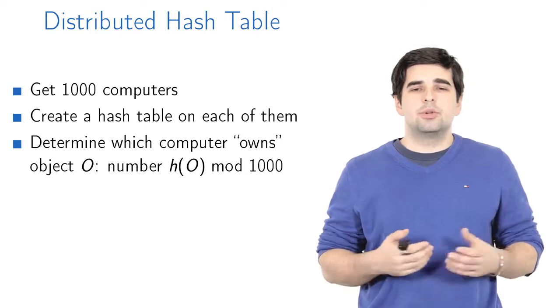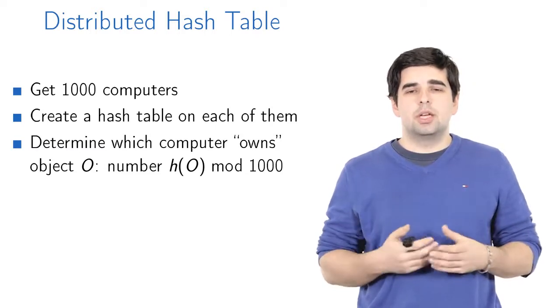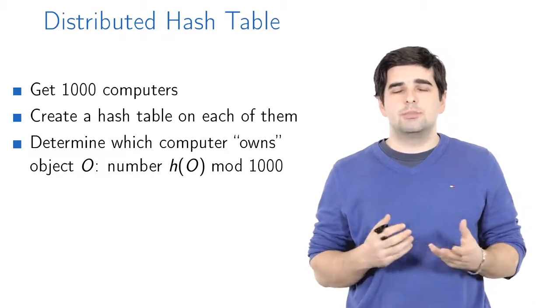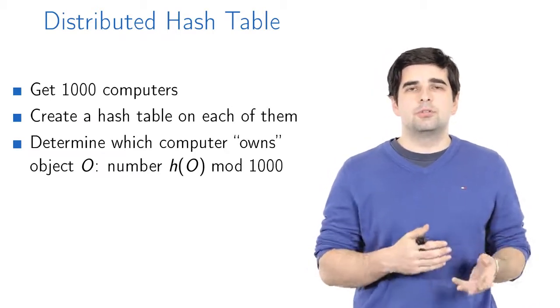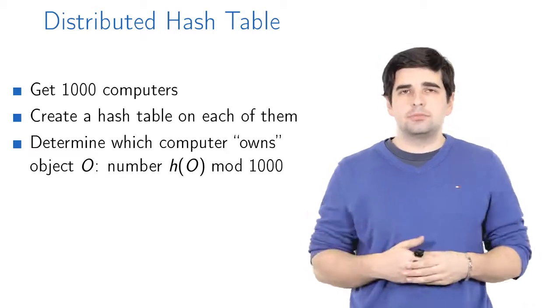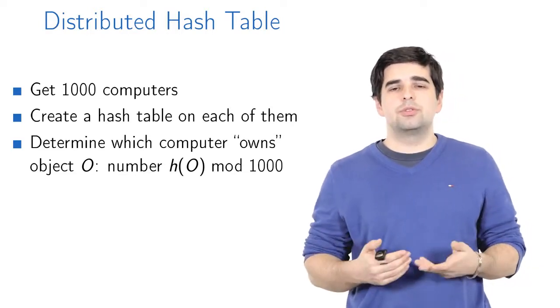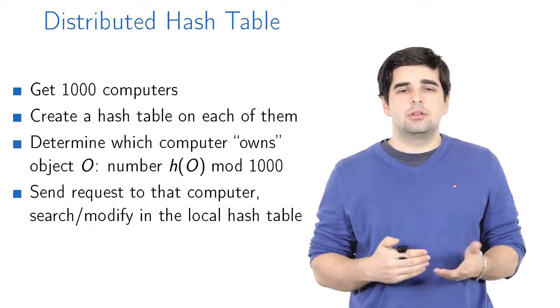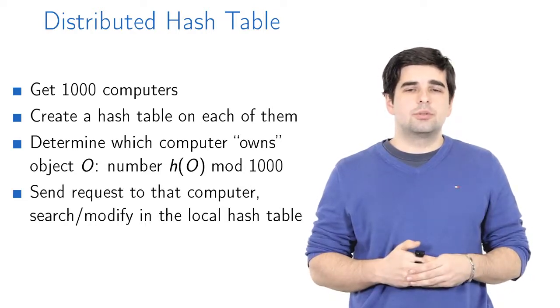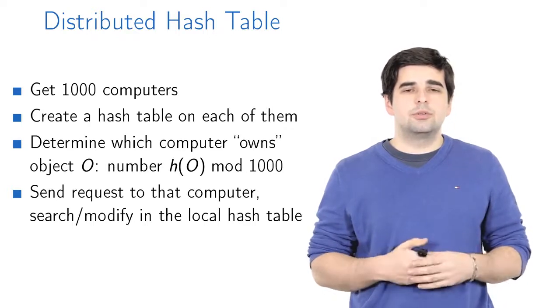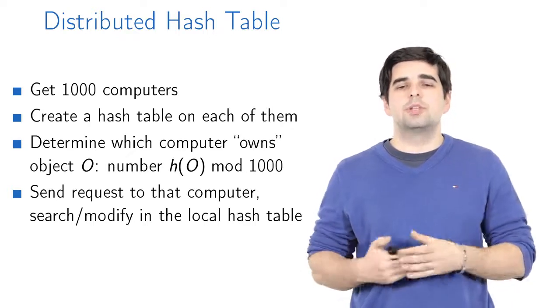And there is a simple way. You just compute some hash function of this object, modulo 1000. So you get a value from 0 to 999 for each object. And that will be the number of the computer which should store this object. And then you send a request to that computer and search or modify what you need to do with that object in the local hash table of that computer.